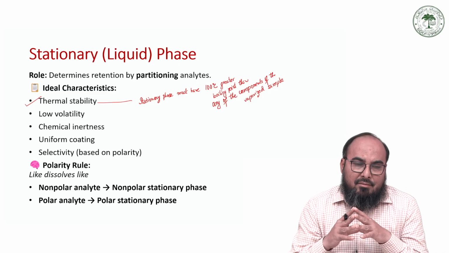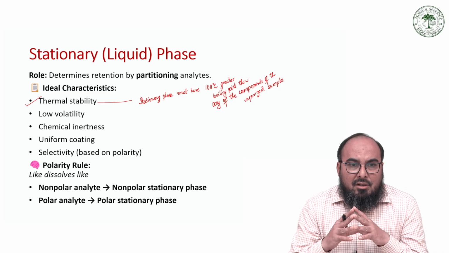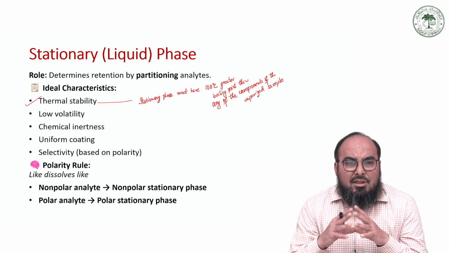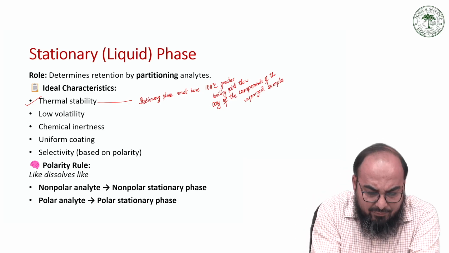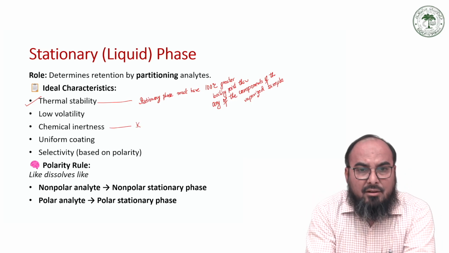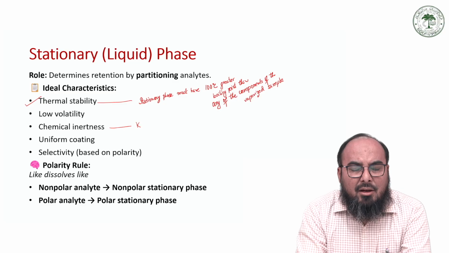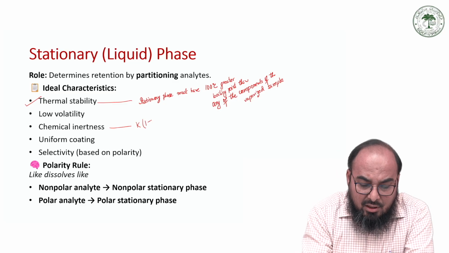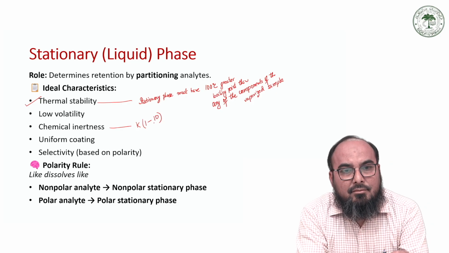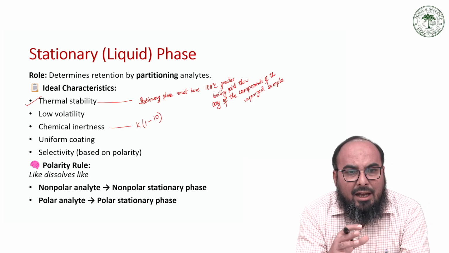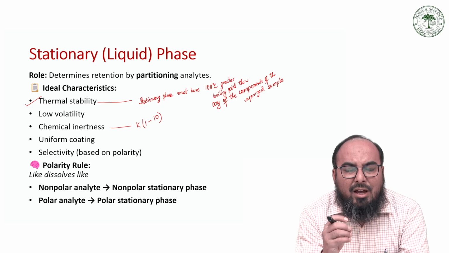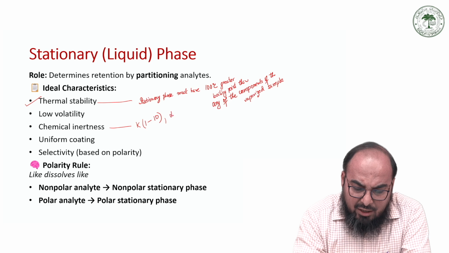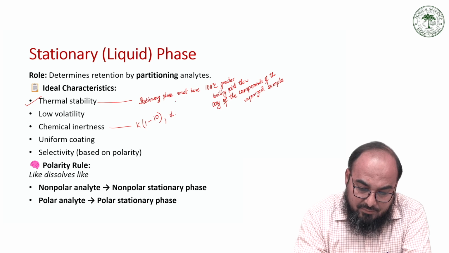Similarly, low volatility and chemical inertness. Now, again the thermal stability is also there, and you have to keep the partition value, that is the retention factor K, the value of K must lie between 1 to 10, so that you have good chemical inertness of your liquid phase. Similarly, alpha should be greater than 1.